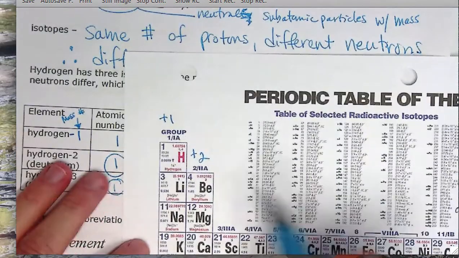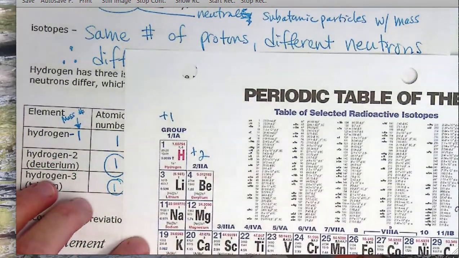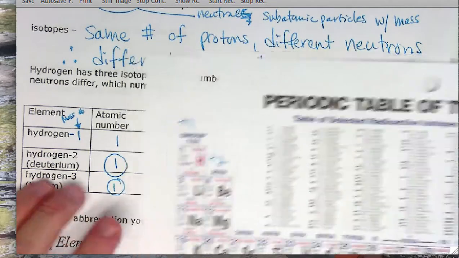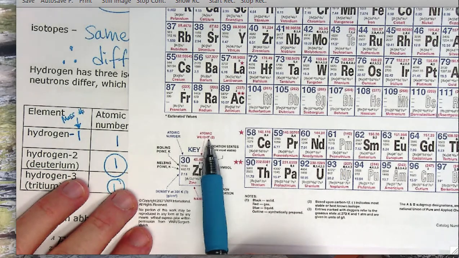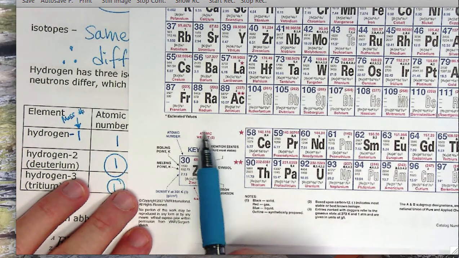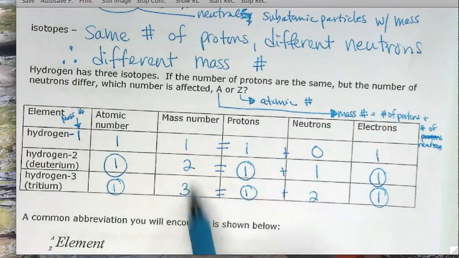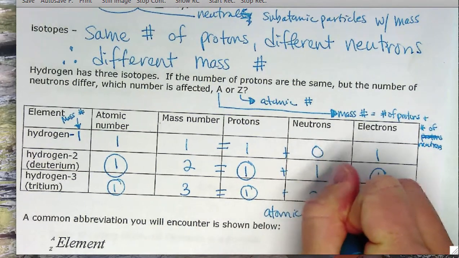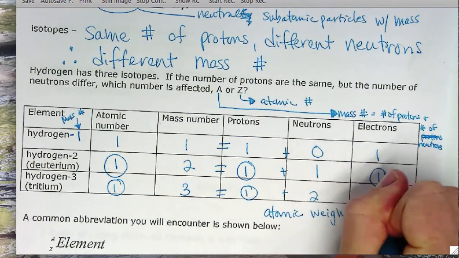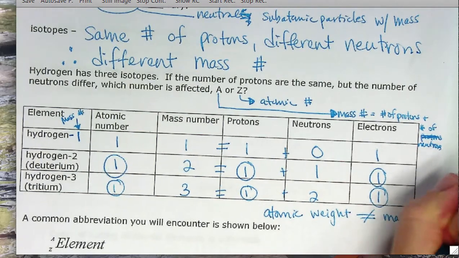If you look at hydrogen, there's this number in red. And if you're ever lost on this periodic table, you can always go to the key. And this says atomic weight. I don't ever want you to use atomic weight for the mass number here. Okay, so atomic weight is not equal to mass number.